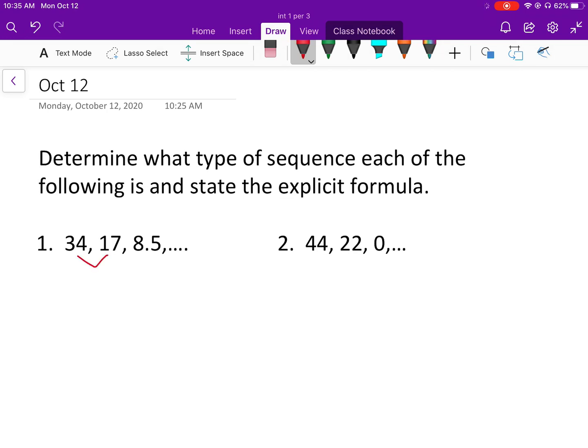What times 34 would give me 17? Well, remember to find for geometric, we can take the second one divided by the first one. What's 17 divided by 34? It's 0.5, right? How about here? Is 8.5 divided by 17 also 0.5? All right, those two things are the same. That means it's geometric.